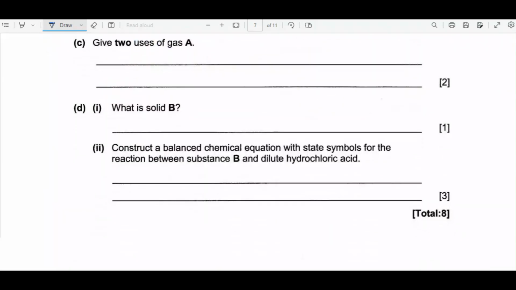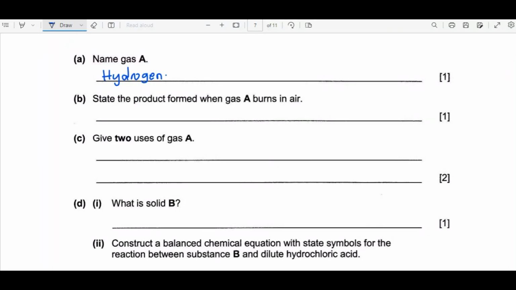Okay, we move on to question B. State the product formed when gas A burns in air. What is gas A? It is hydrogen. So whenever hydrogen burns in air, it will produce water. So remember, whenever we have a complete combustion, we are going to have an oxide. Water is chemically known as hydrogen oxide. This is the chemical name for water. So that is what will be produced if this gas A burns in air.